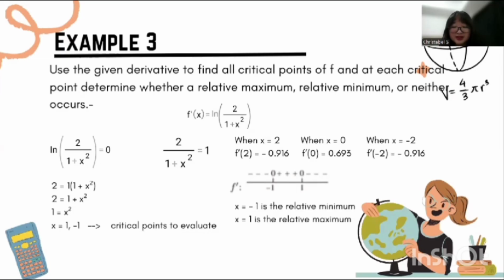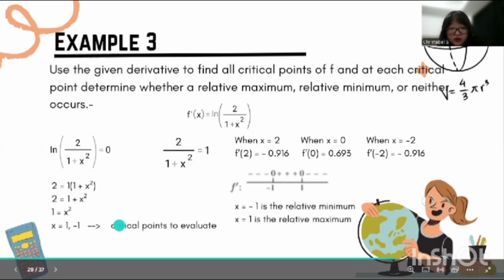Now we'll move on to the last example. Use the given derivative to find all critical points of f, and at each critical point determine whether a relative maximum, relative minimum, or neither occurs. First, we need to equate the function with 0. Then to remove the logarithm here, we need to make the argument equal to 1. After that, we can expand and simplify, and we will get 1 and negative 1 as the critical values.